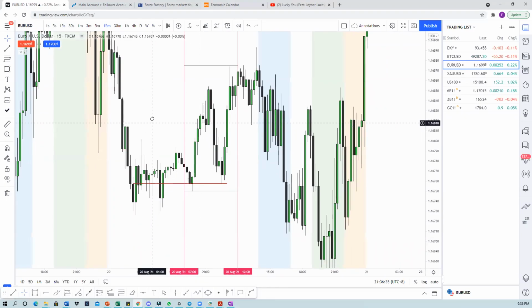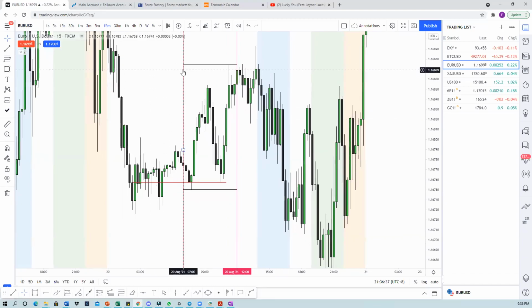The algorithm starts at 7 p.m. EST, but the true day starts at 12 a.m. EST. Algo starts at 7 p.m. True day starts at 12. So if the algo starts at 7 p.m., right?